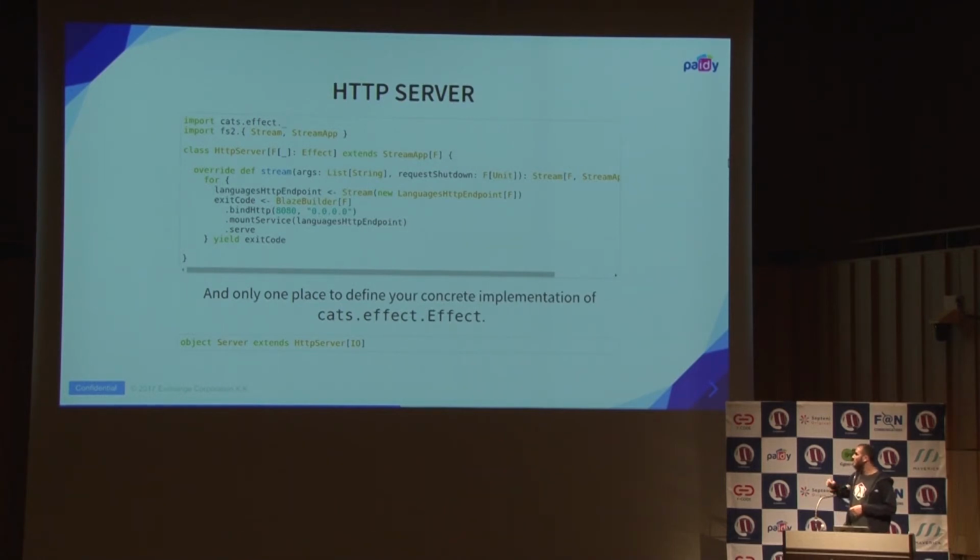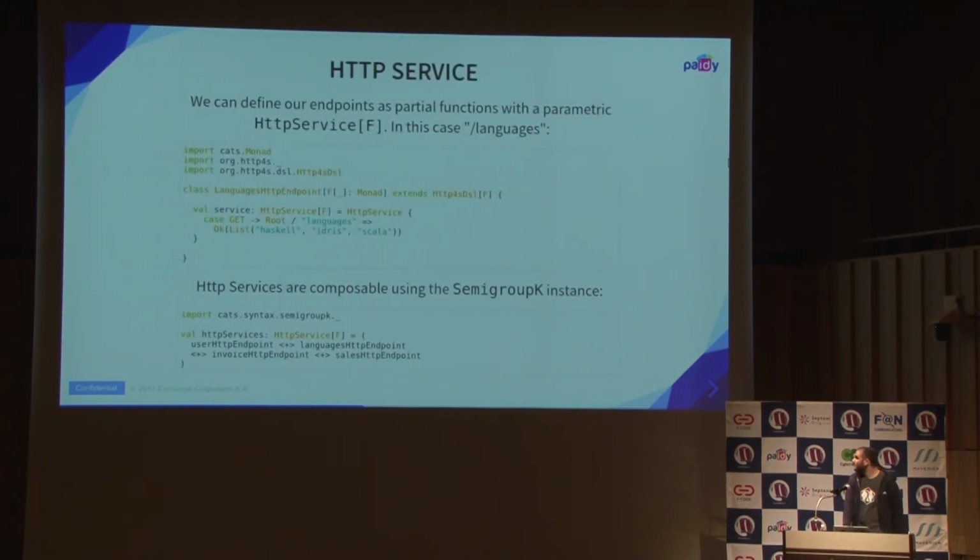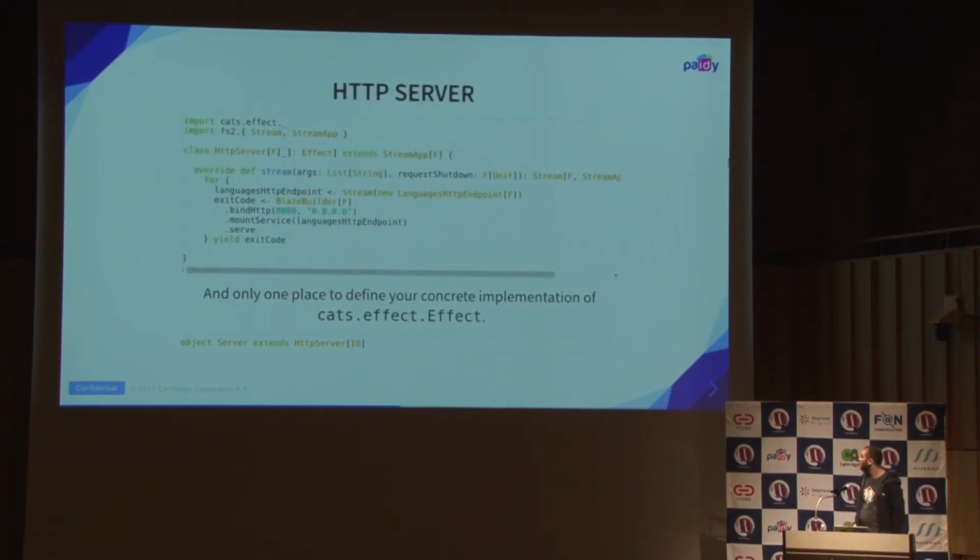So I'm using Blaze, binding the HTTP to the port 8080, and then the localhost. And I'm just mounting a service, which is the service I defined before. This service here is an HTTPService of F, and it's just called .serve. That gives me a stream back.